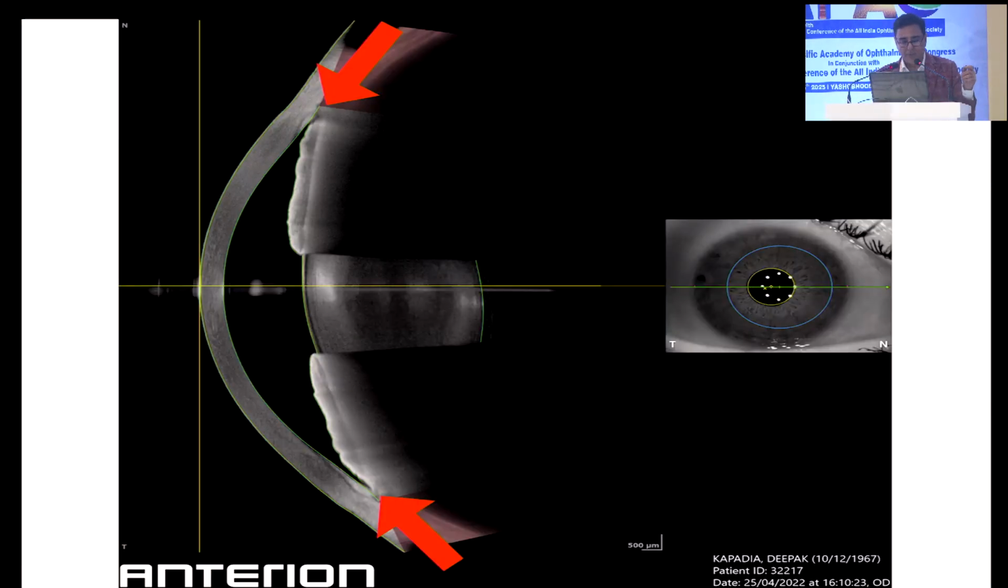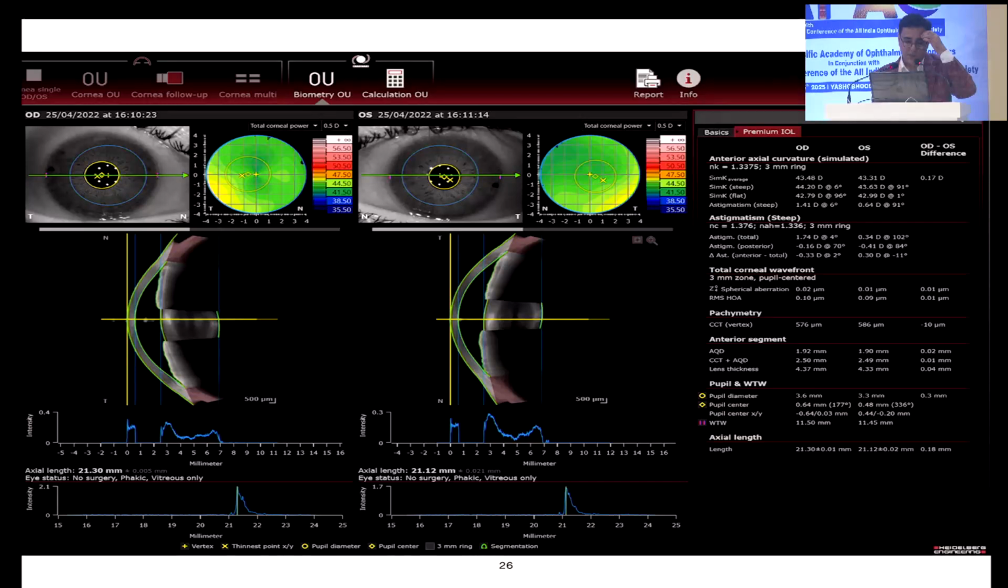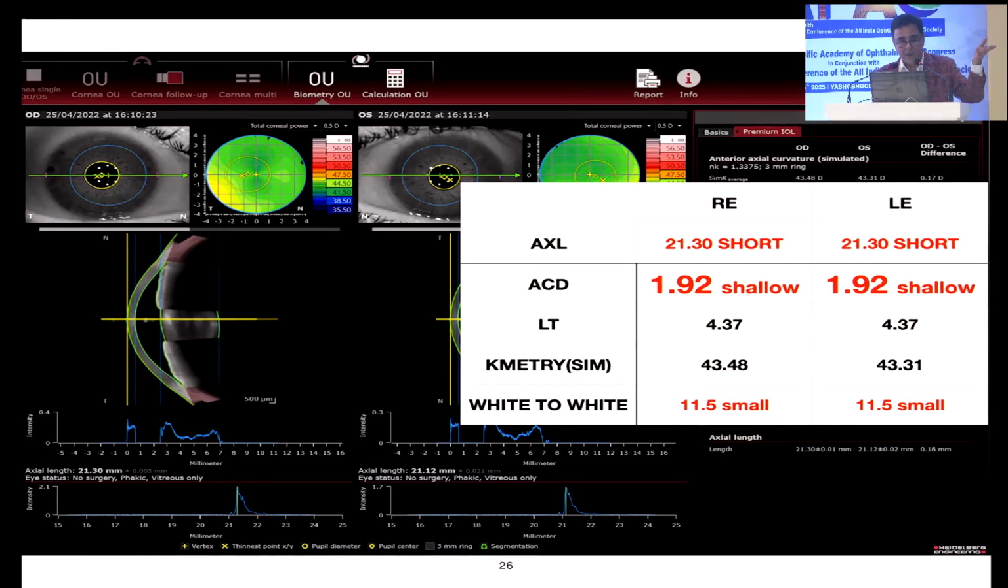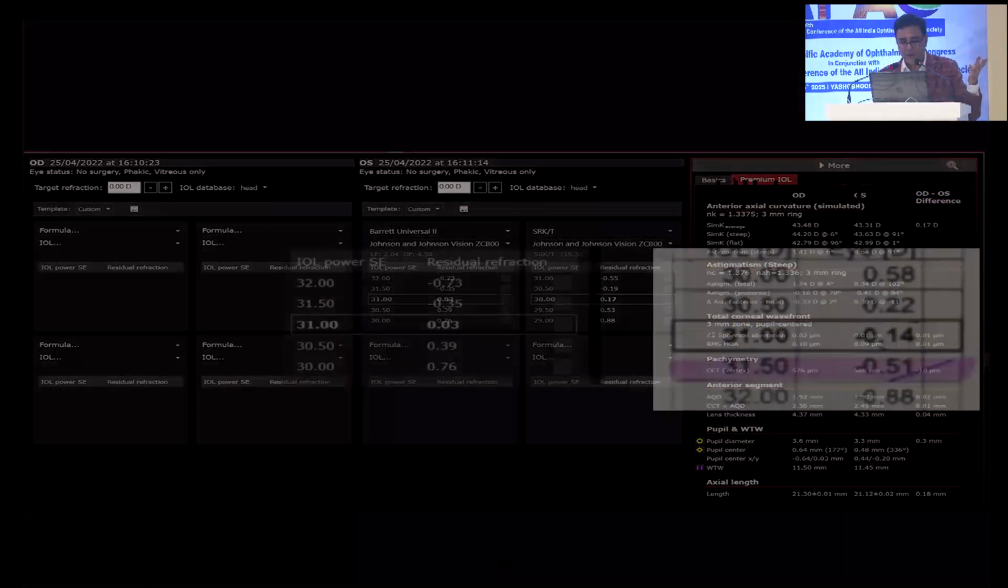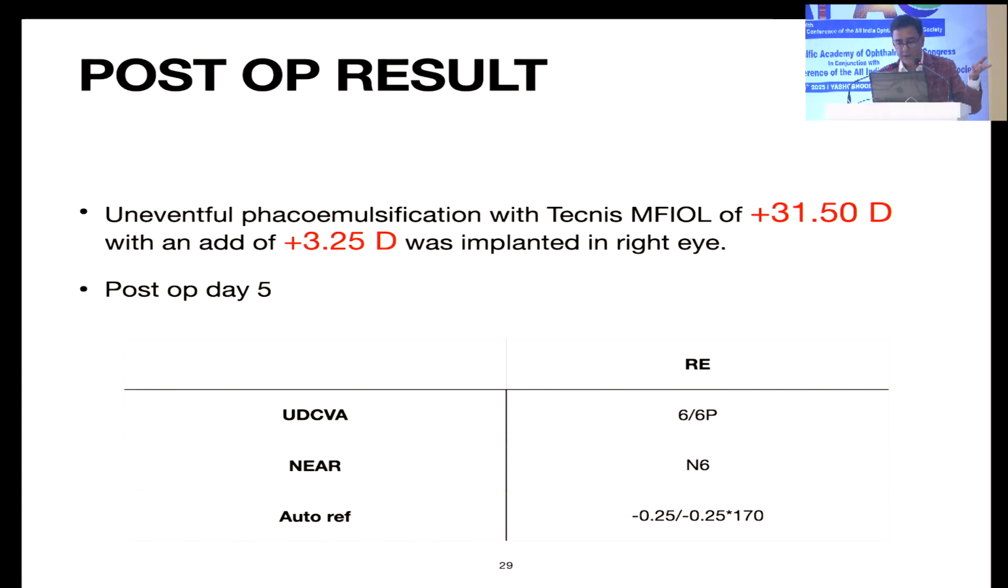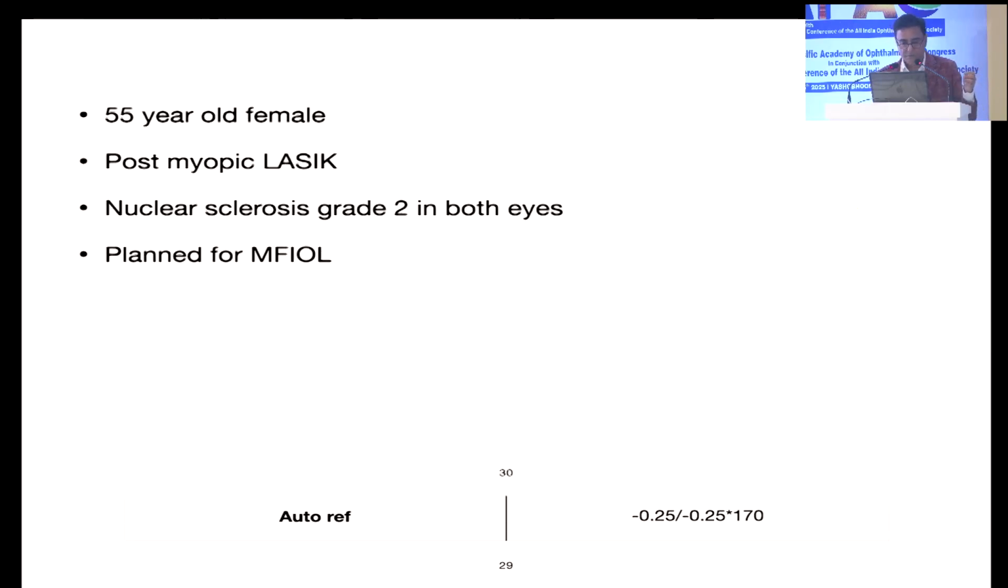Just one example of an anterior chamber which is very, very shallow, hyperopic LASIK done. So you can see the anterior chamber is 1.92, lens thickness is 4.37, white to white is small. We did multiple measurements. So I also do the Barrett, I also do the Hill RBF, which is artificial intelligence, and the conclusion was to put a 31.5 diopter IOL, and we went ahead and did a 31.5 multifocal IOL with a 3.25 add, and the result was very, very good.